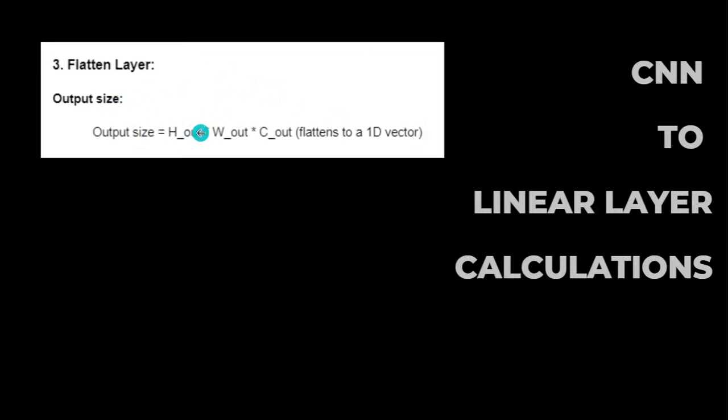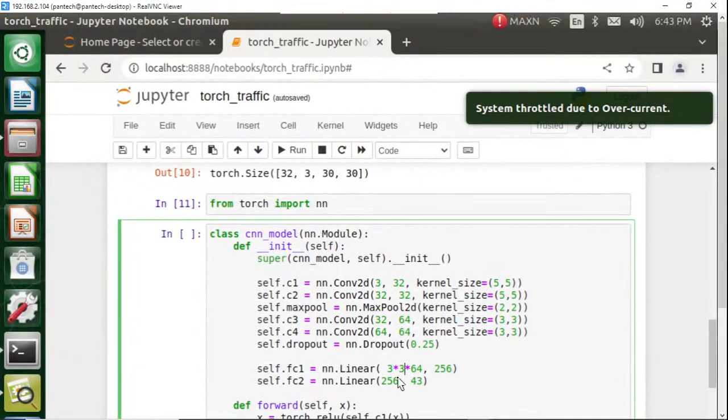The flatten layer formula is height output times width output times color channels, flattened to 1D. From what I have calculated, if I go through my steps, I get 3 as height and 3 as width. So 3 multiplied by 3 multiplied by 64 is the answer I am asking for here. That is flattened, so that will be the input. It will generate 256 as the output. Then from 256, I am getting 43 in the final layer.